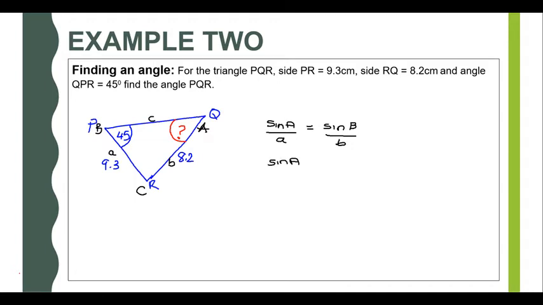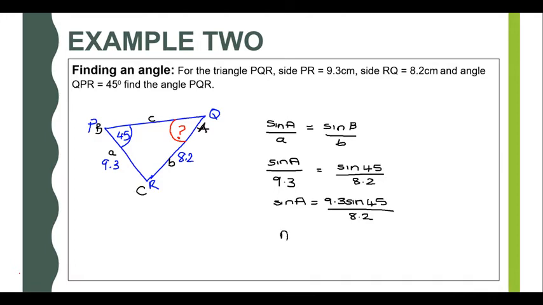which gives us sine A divided by 9.3 is equal to sine 45 divided by 8.2. And we can rearrange this to get sine A by itself. So sine A is equal to 9.3 sine 45 divided by 8.2. So all we've done is times both sides by 9.3.